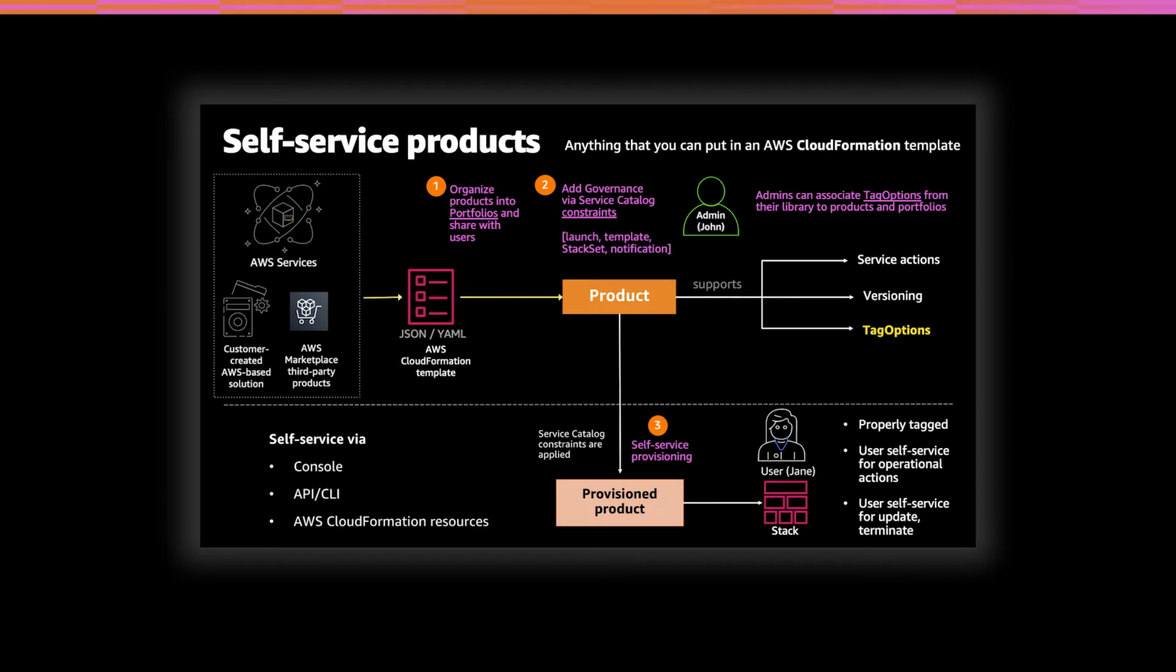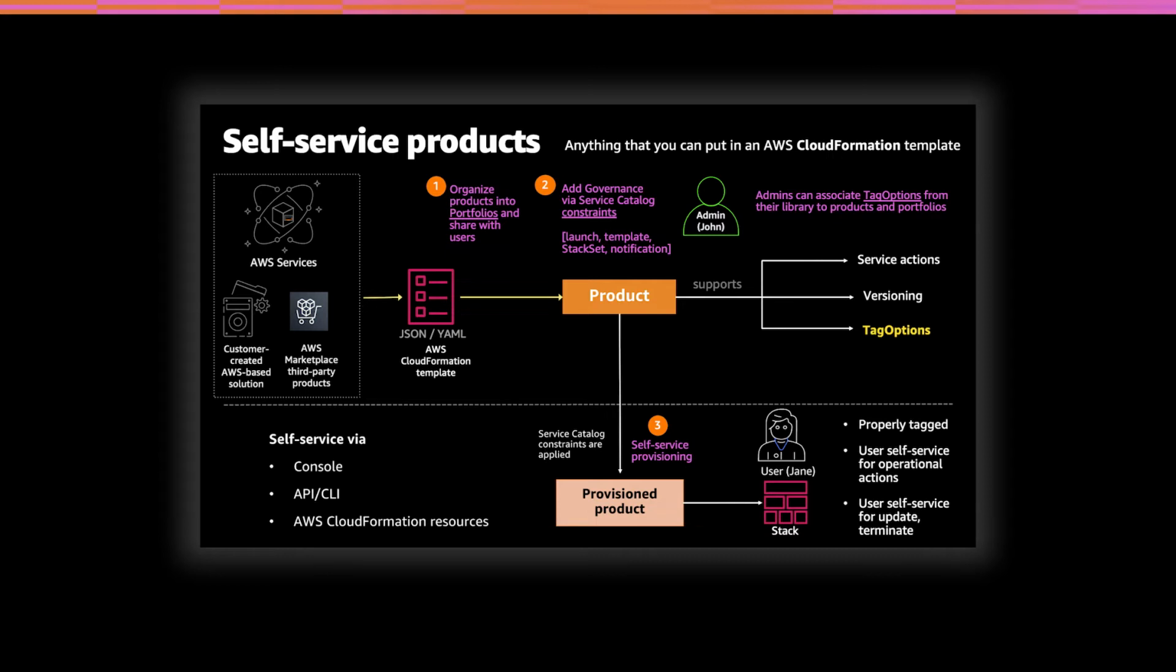Product versioning. We support versioning of products. So you can continually improve your products, create new versions, but still enable users to use old versions if you choose. This is all administrator controllable. And a highlighted item here are what we call tag options. And this is going to be really important for cost visibility, and I'll get into that a little bit later. Service Catalog tag options are key value pairs.